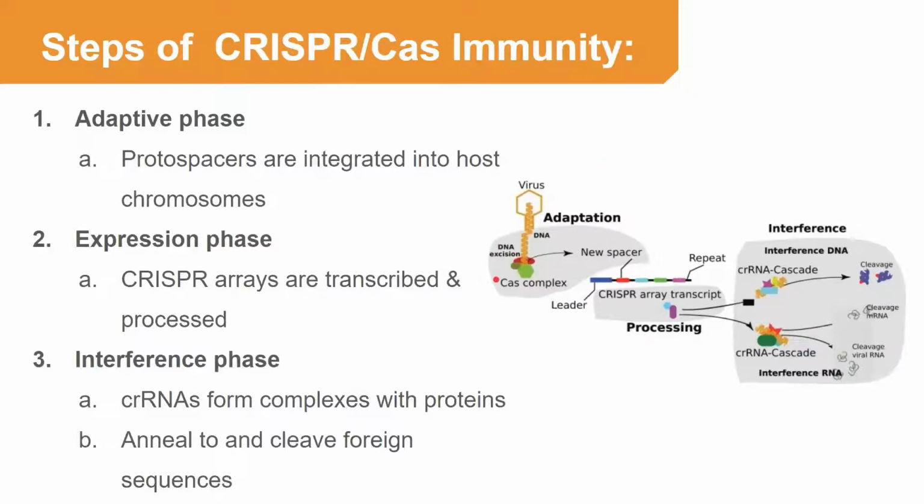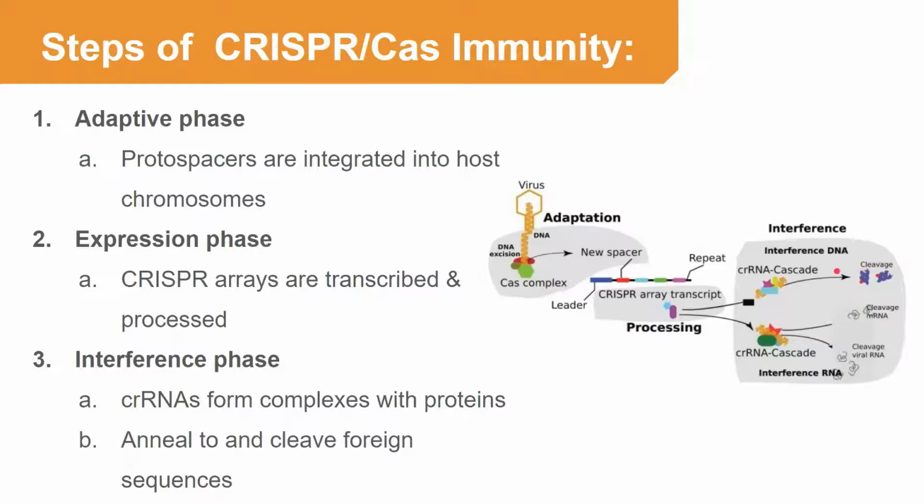We can see the steps in the image on the right, in which a virus invades the cell and the DNA is cut and integrated into a CRISPR array transcript. So the spacer is this red section here. This whole thing will be transcribed, and it'll go through processing, and eventually it'll lead to different cascades. Cleavage of viral RNA, cleavage of mRNA, and cleavage of DNA.